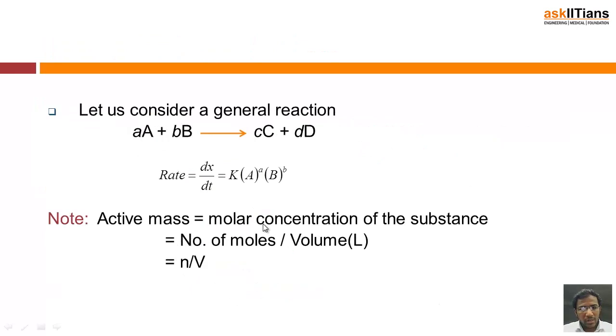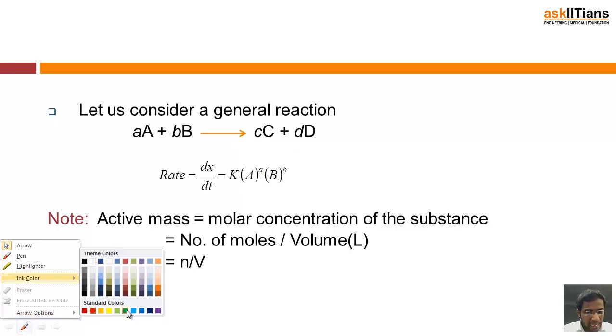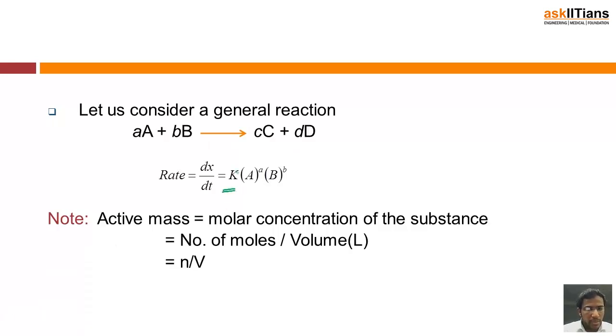In general, let us consider a general reaction. According to the law of mass action, the rate of this reaction is equal to k, the rate constant, into the active mass of A raised to the power a, where a is its stoichiometric coefficient, and similarly the active mass of B raised to the power b, its stoichiometric coefficient. If you see the exponents here, a and b are equal to their stoichiometric coefficients. This is according to the law of mass action.